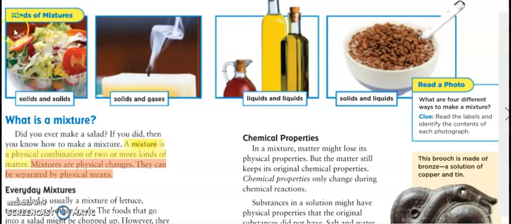Okay, guys, there are a lot of kinds of mixtures. We have an example of solid and solid mixtures, for example salads. For solids and gases, an example is a candle, as you see in this picture. For liquids and liquids, an example is juice and oil. And for solids and liquids, an example is the cereal and the milk, as you see in this picture.